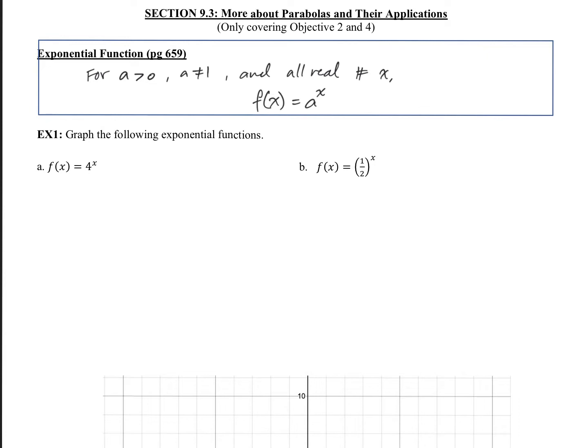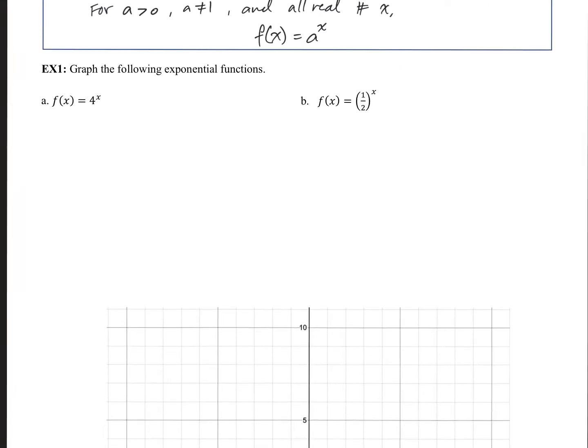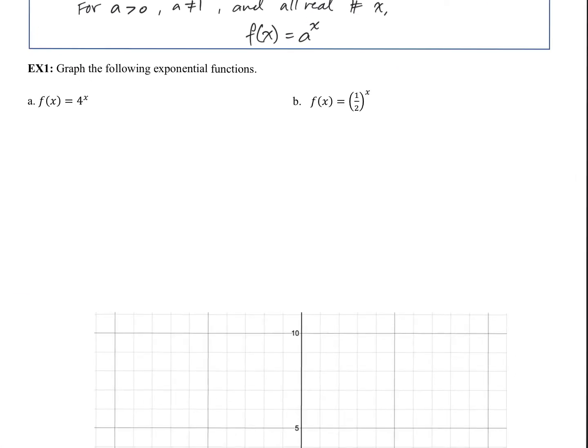So let's go ahead and play around with some of these. Let's graph two different looking ones where their bases are different. So notice these are exponential. How do we know? The variable is in the exponent. Once again, that's how you know if it's an exponential function. Okay, so this is the main difference. So now what do we have? We have two functions. One where the base is 4 and one where the base is a half. And we're told to graph them.